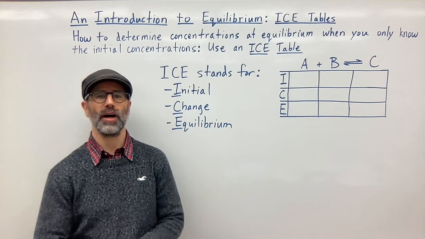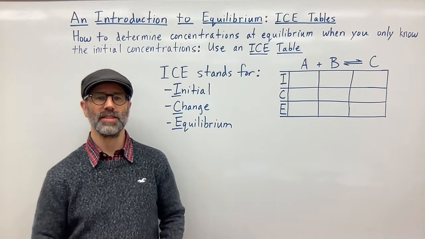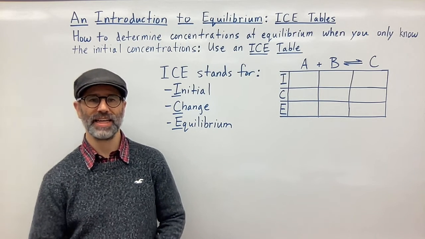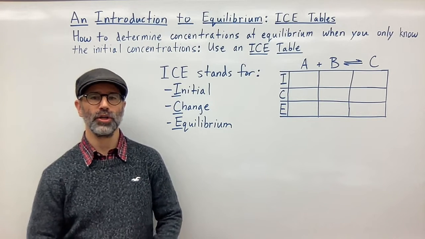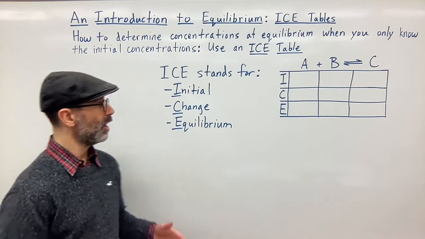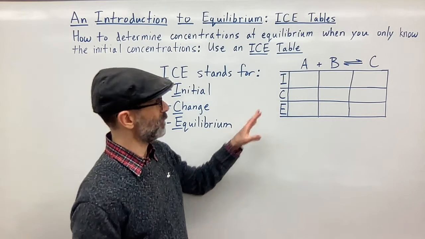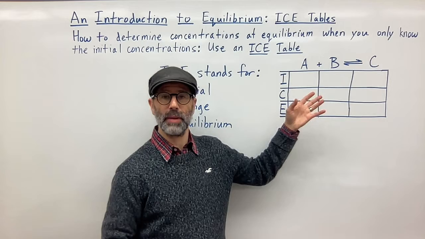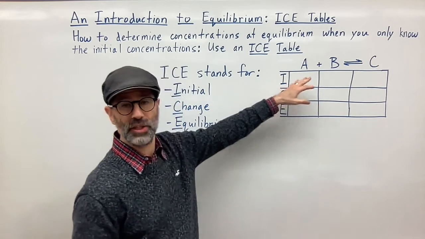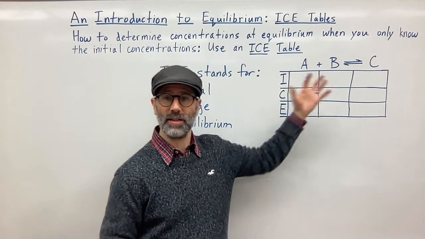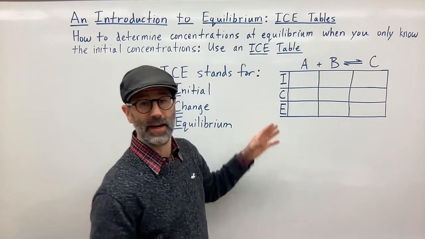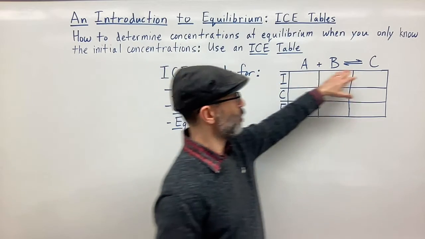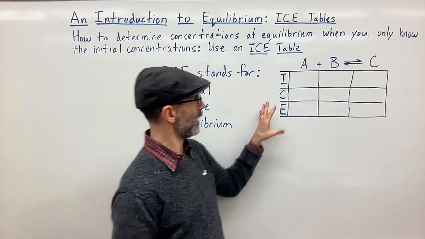I stands for initial, C is for change, and E is for equilibrium: ICE. And so what you're going to do is set up a table. Now, you have to have a balanced equation. So that's the first thing you need to make sure you have. If they don't give you one, then you've got to somehow get that from the information you're given and set that up. So once you have your balanced equation, you can write a table.